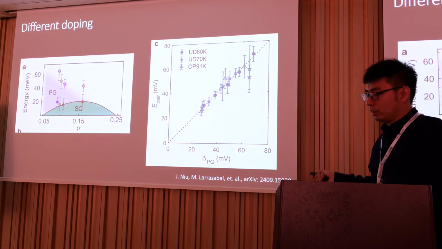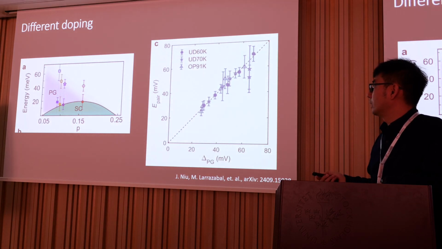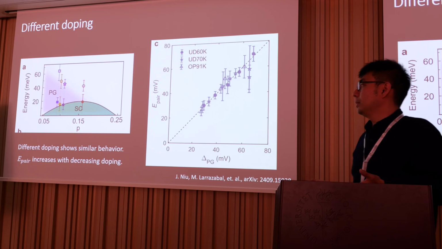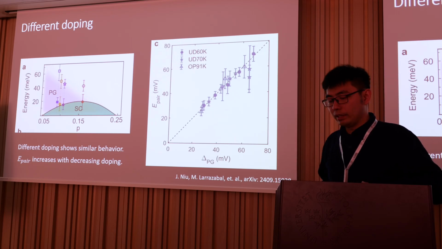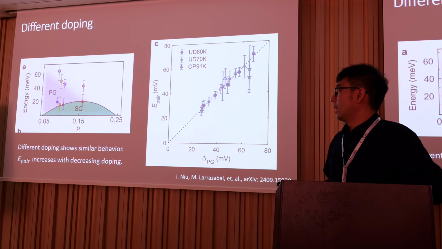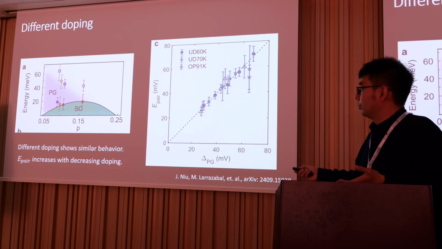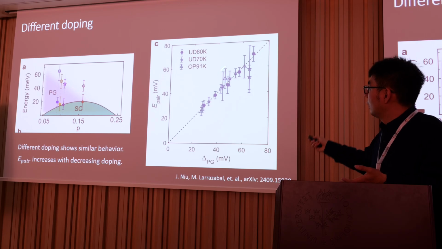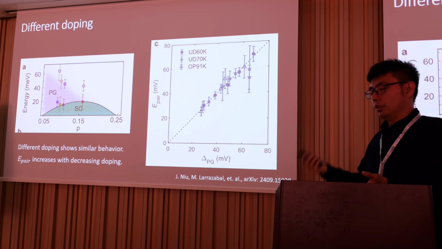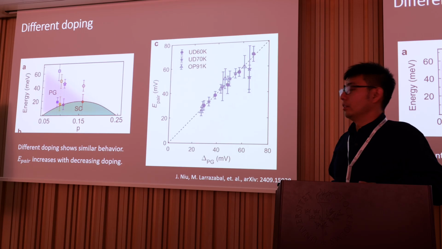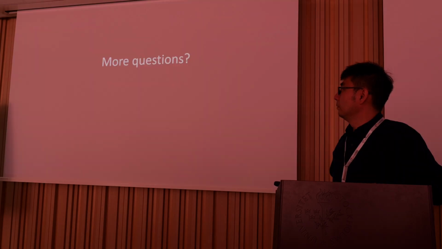You can find that all the experiment results follow very well with this linear behavior. So this means that the different dopings show similar behavior. And when you change from optimum doped to underdoped, if you say optimum doped is this part and underdoped is this part, your maximum pairing energy will increase instead of decrease.